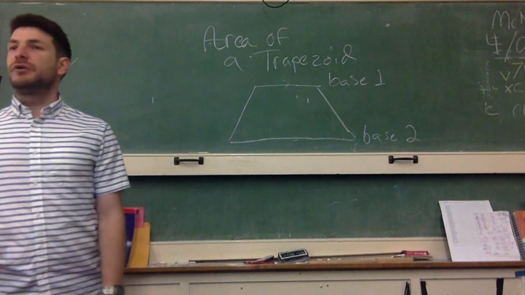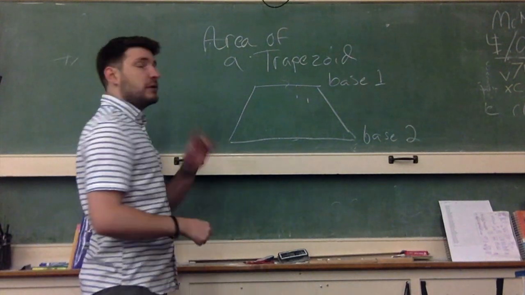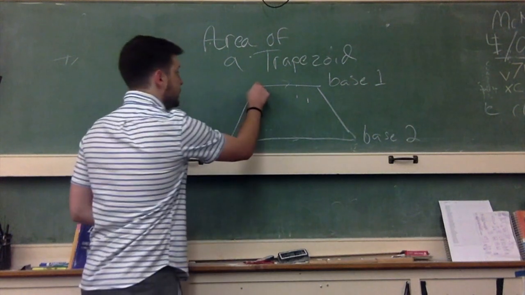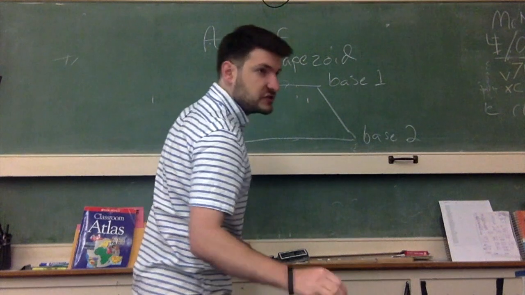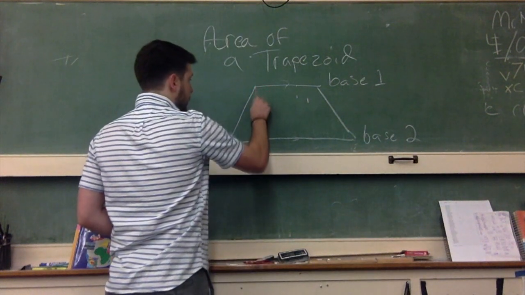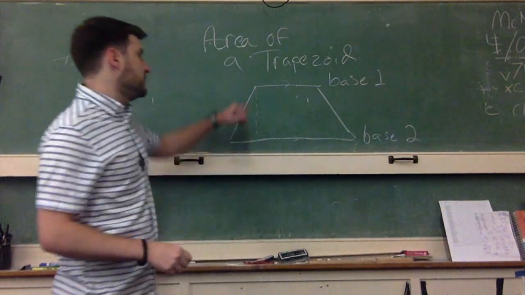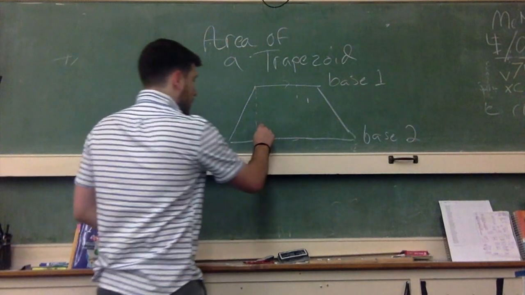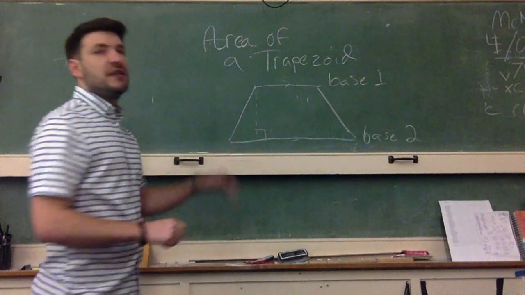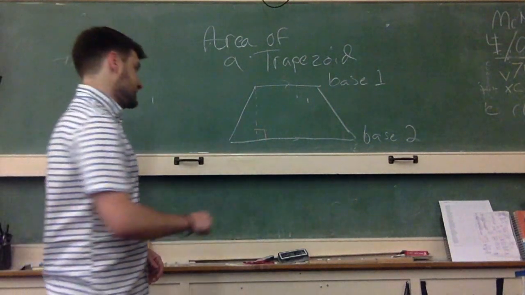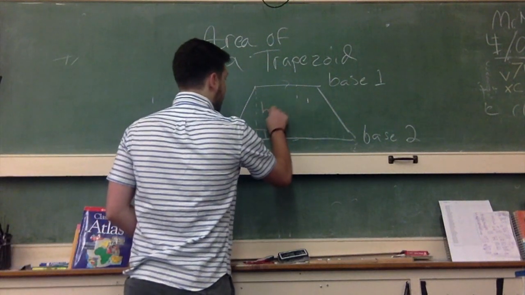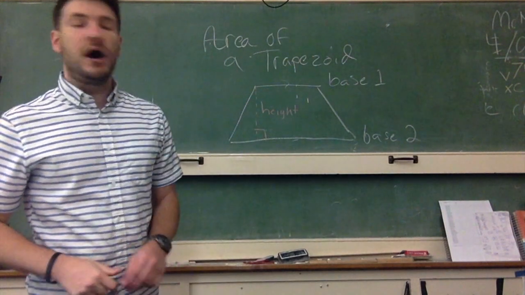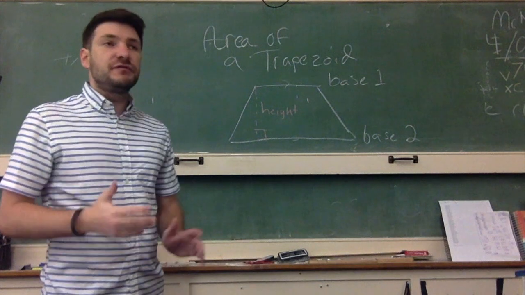On a trapezoid, the other important thing you're going to need is this measurement right here, shown in a different color. It's from the tallest point to the base, base number 2, and it's a right angle, it's perpendicular. This is our height. You're going to need base 1 and base 2 and the height to find the area of a trapezoid. I'm going to give you the formula.